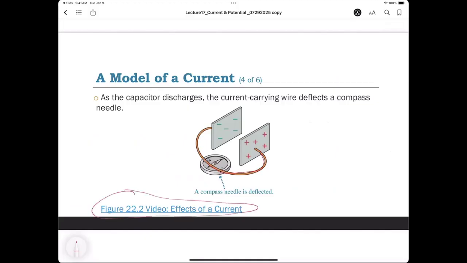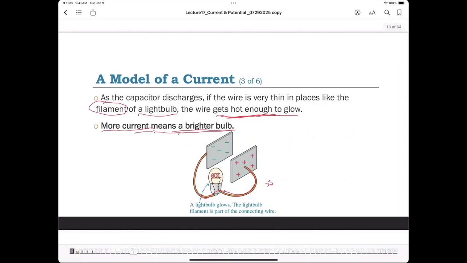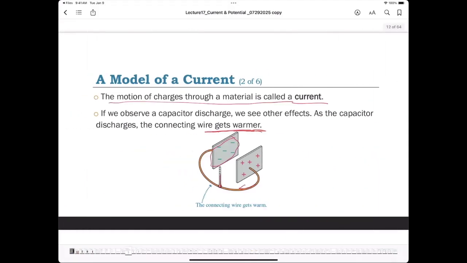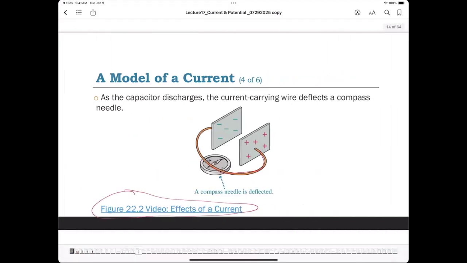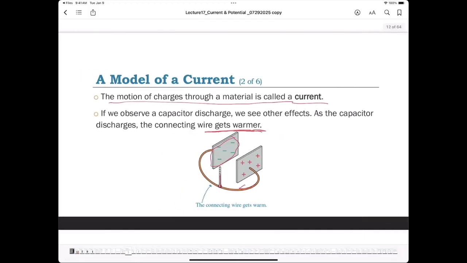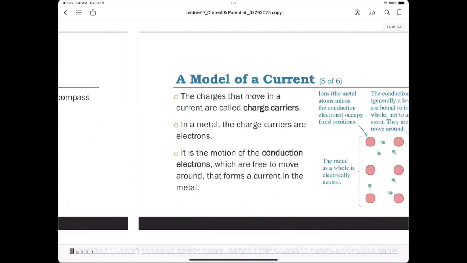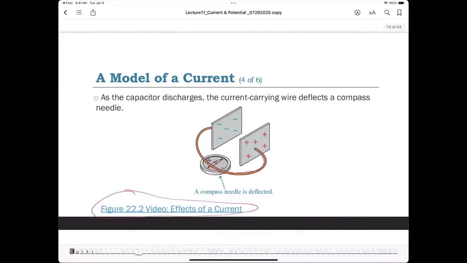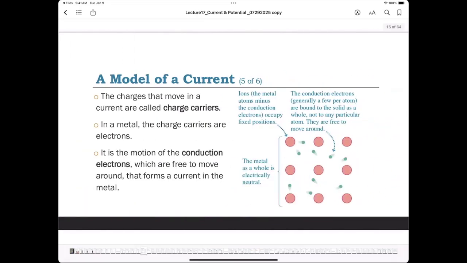One effect is that the bulb will be bright, the wire will be hot, and the compass needle will move. The move means kinetic energy. Am I right? The light means thermal energy, and the hot wire also means thermal energy. We will talk about it later. This is about conservation of energy.